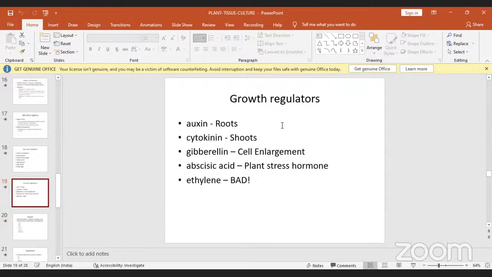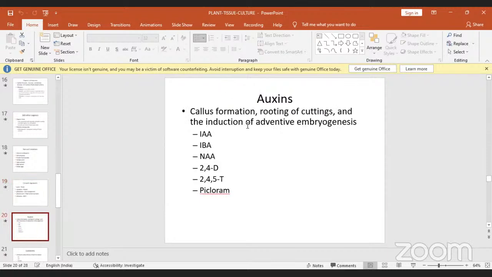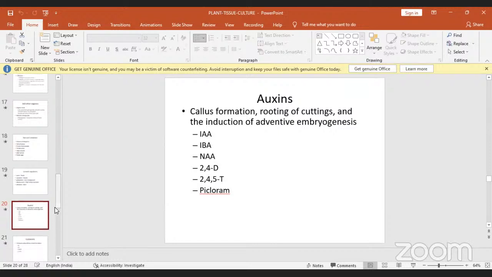Auxins are used for the roots. Cytokinin is used for the shoots. Gibberellins are used for cell enlargement. Abscisic acid, the plant stress hormone, and ethylene. The next one is auxins. These are the auxins: callus formation, rooting of cuttings, and the induction of adventitious embryogenesis. So it is IAA, indole acetic acid, IBA, indole butyric acid, NAA, naphthalene acetic acid, 2,4-D, 2,4-dichlorophenoxyacetic acid, 2,4,5-T, and picloram.